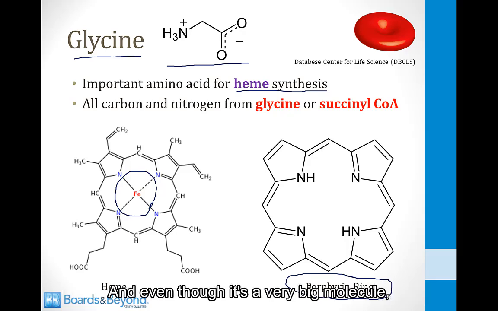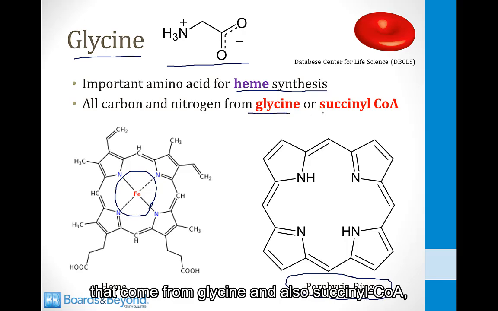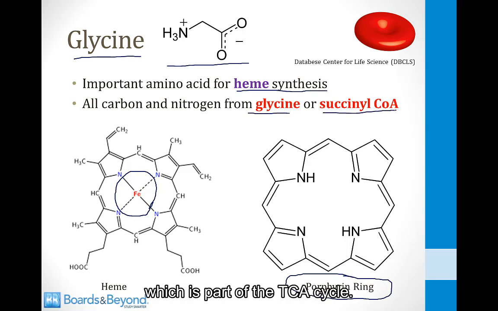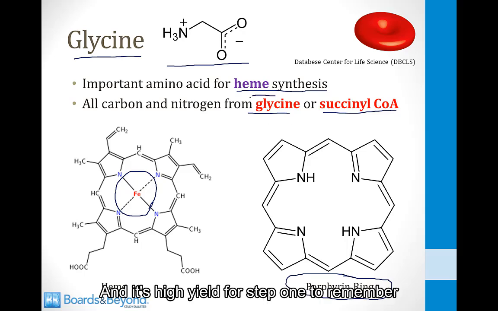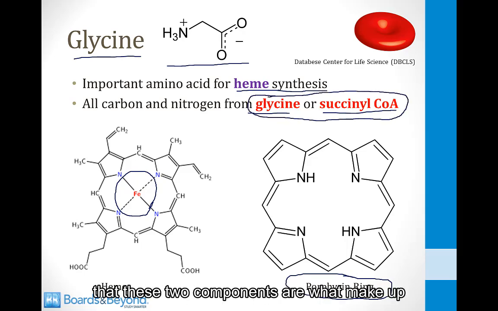And even though it's a very big molecule, it's made up of lots of small molecules that come from glycine and also succinyl-CoA, which is part of the TCA cycle. And it's high yield for step 1 to remember that these two components are what make up the large molecules that you find in heme.